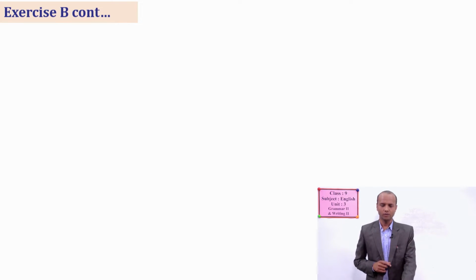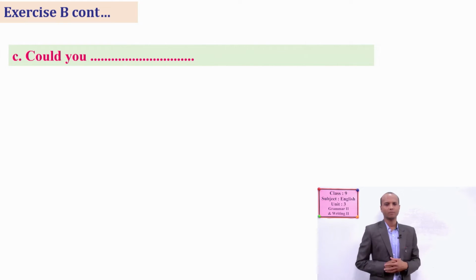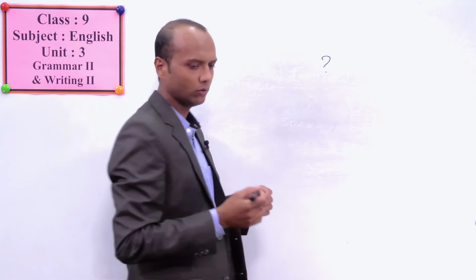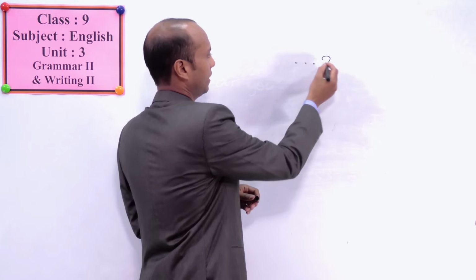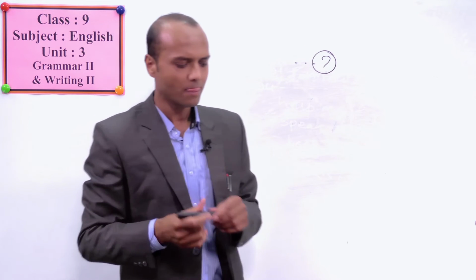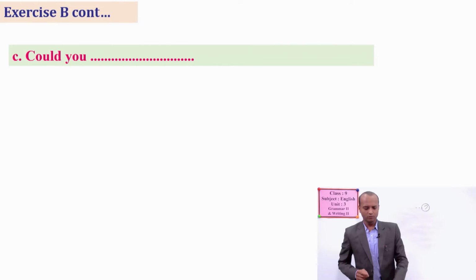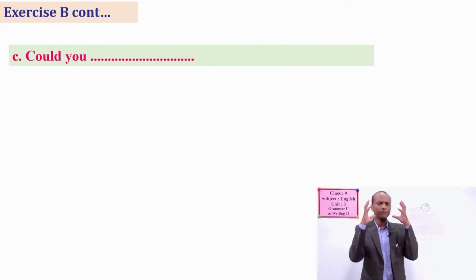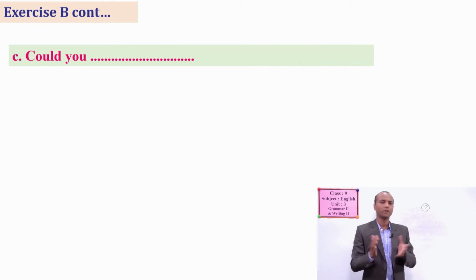Let's see the next situation, dear students. Number C is, could you blank space? There is a question mark, which I have omitted because I have other expressions for you, so there is no question mark in this particular sentence only. Okay, please think of some sentences yourself, and then I will show you a picture. Have you thought? Good.